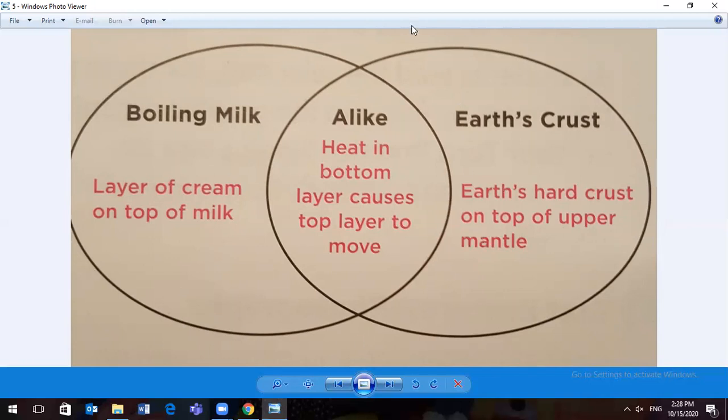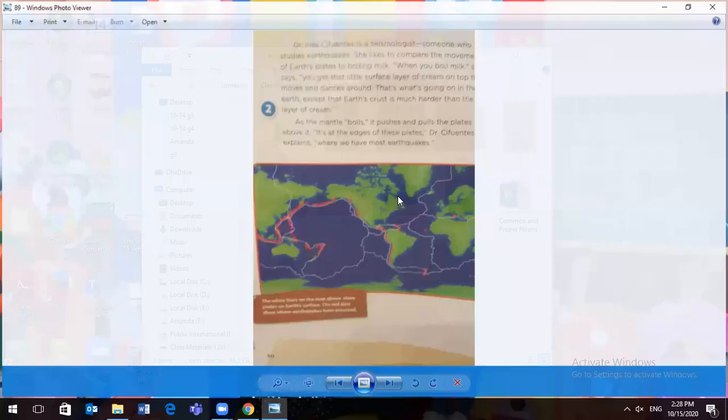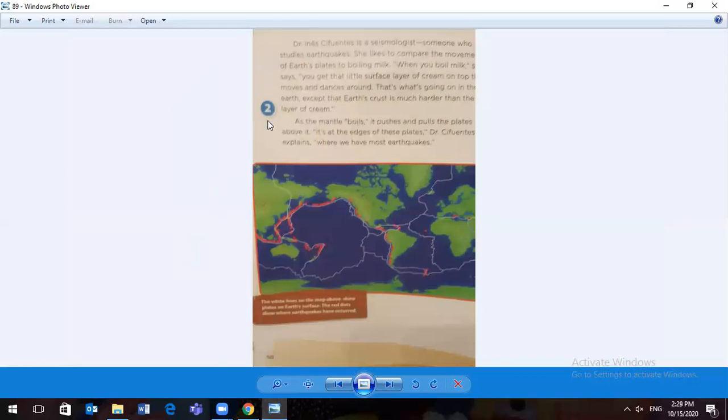What's the same about the Earth's crust and the boiling milk? Let's go look. What's the same? It says that the layer of cream on top moves and dances around. She also says that's what's going on in the Earth, okay? So they're both moving and dancing around when they are heated from underneath, all right?